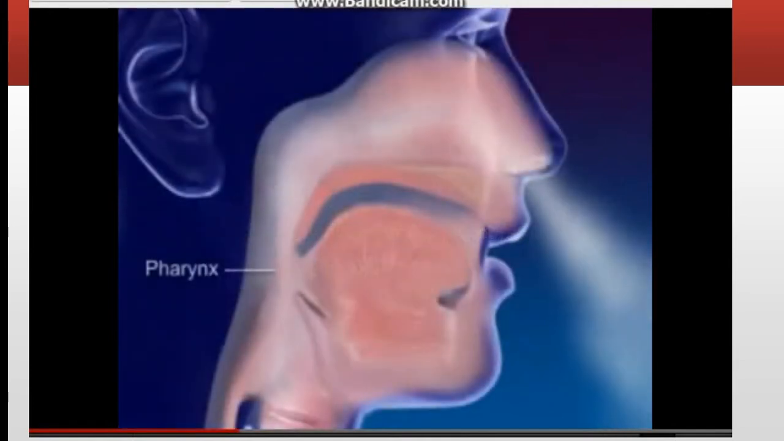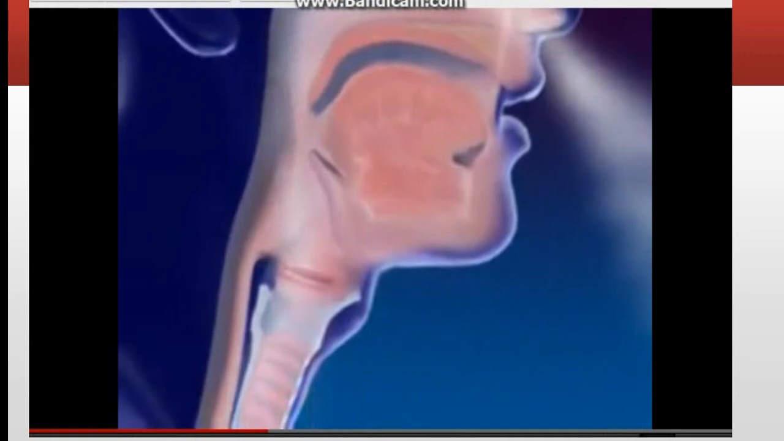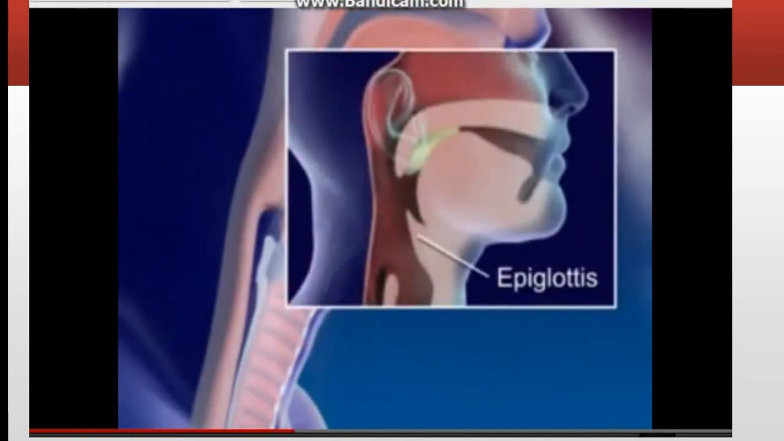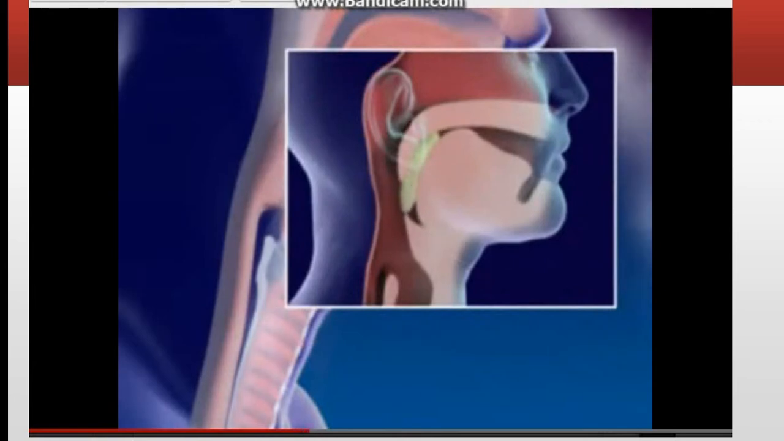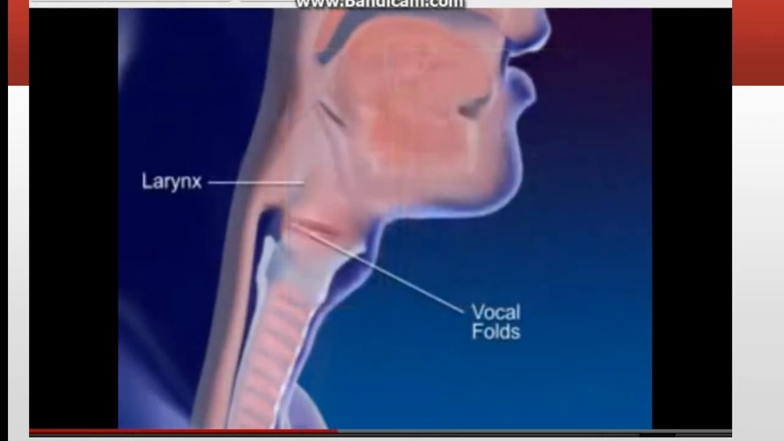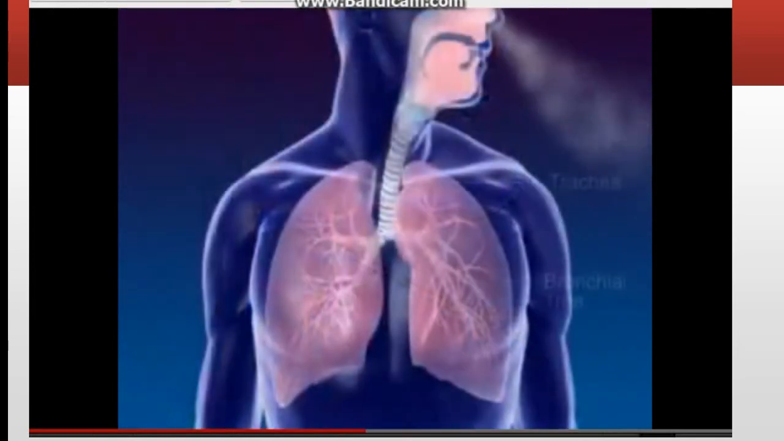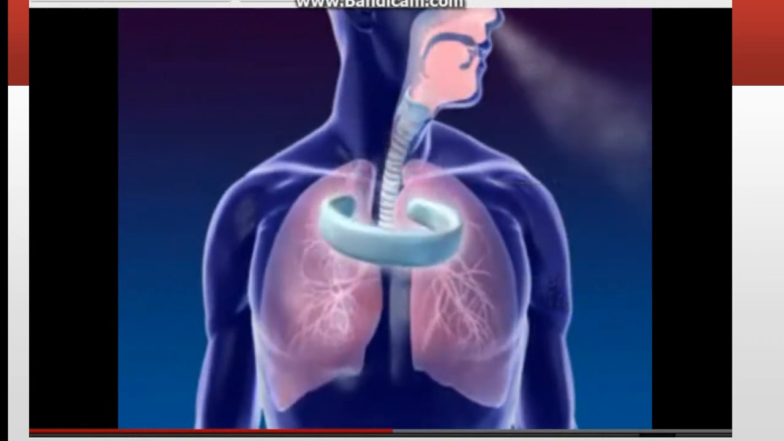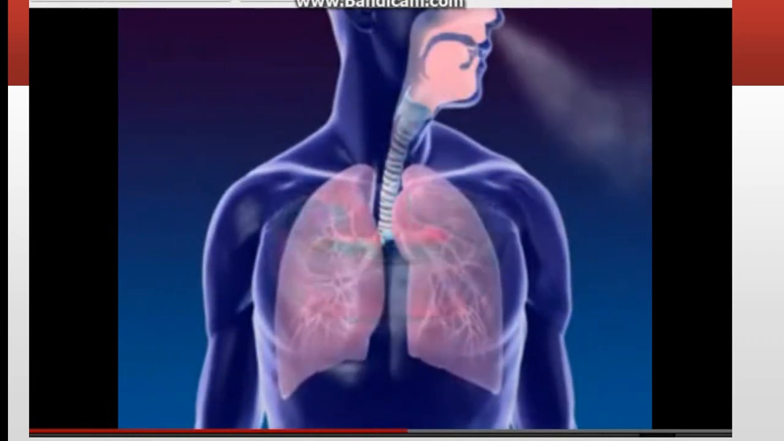Air moves into the pharynx, or throat, the common passageway for food and air. Air continues on to the larynx. The epiglottis, a flap of tissue in front of the larynx, closes off the larynx when swallowing to prevent food from entering. The larynx, or voice box, contains the vocal folds. The trachea, or windpipe, connects the larynx to the bronchial tree. The cartilage rings of the trachea prevent the trachea from collapsing.